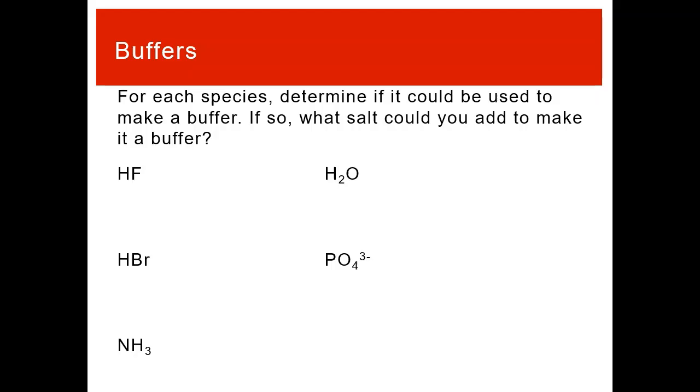So let's get some experience with kind of charting out buffers, seeing what we can and can't use to make buffers. So for each species, determine if it could be used to make a buffer, and if so, what salt could you add to make it a buffer? I have HF, HBr, NH3, H2O, and PO4 3 minus. Let's see how that goes.